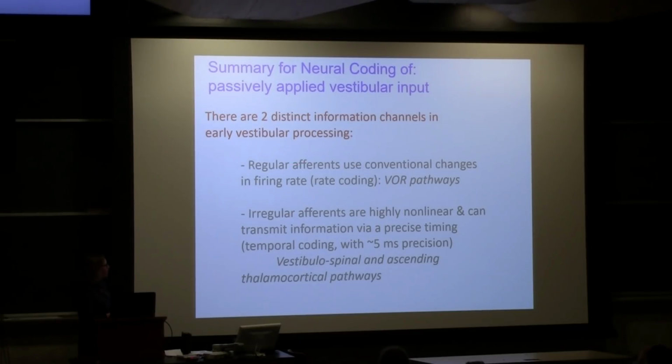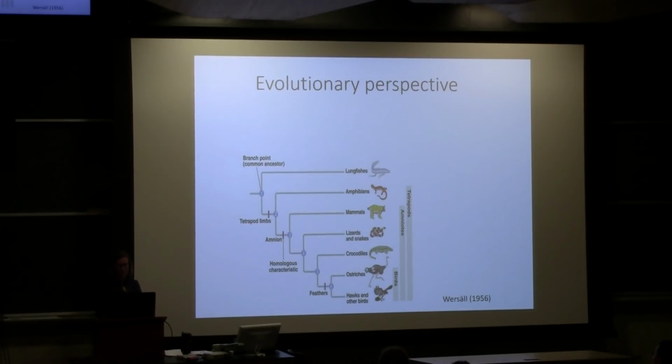And irregular afferents are highly nonlinear and transmit information using precise spike timing, right? Well, I say 5 to 6 millisecond precision. And they're involved in vestibular spinal pathways and ascending pathways. And I think I already made this note about the evolutionary perspective, so I'll stop there for that.